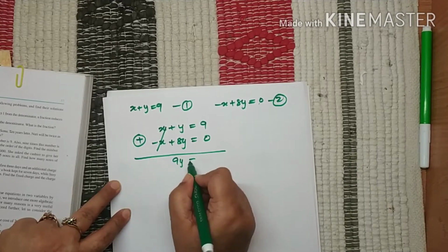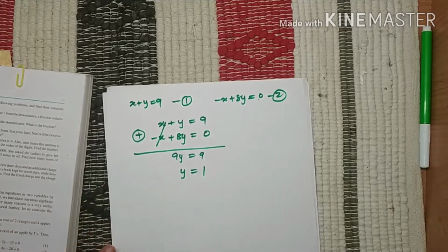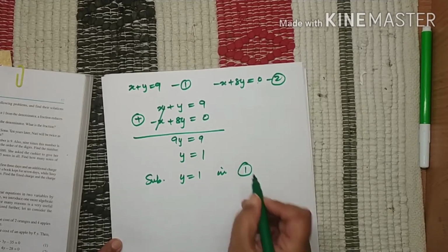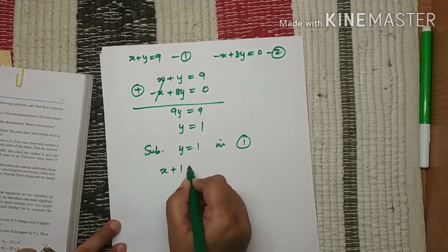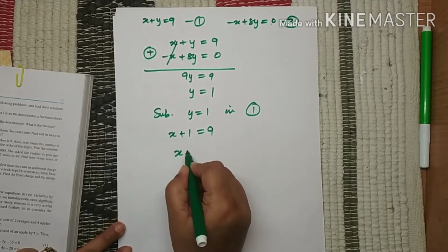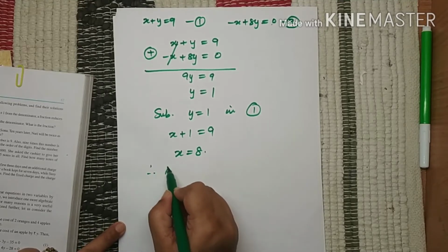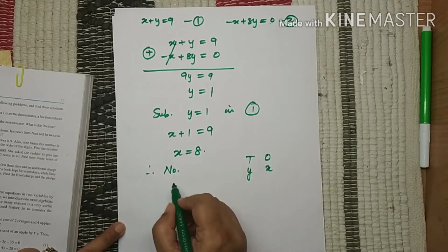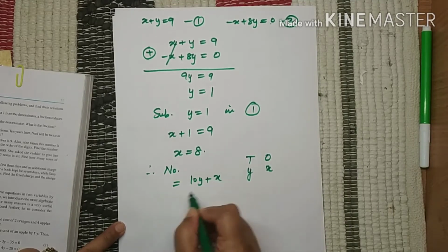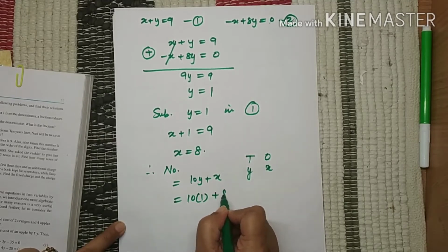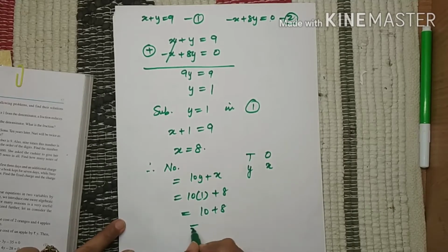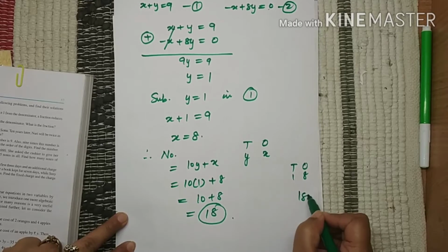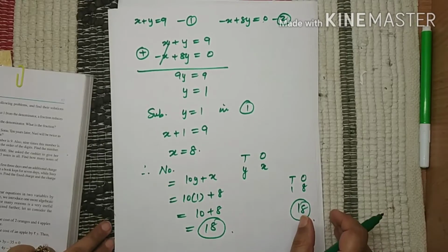Cancel. 9y is equal to 9. So we get y is 1. Now substituting y equal to 1 in equation 1: x plus 1 is equal to 9. So I get x is equal to 8. Therefore, what was the number? We had the units place x and the tens place y, so the number was 10y plus x. So 10 into 1 plus 8, 10 plus 8, the number is 18. And if I directly write 8, 1, 18. So the number is 18.